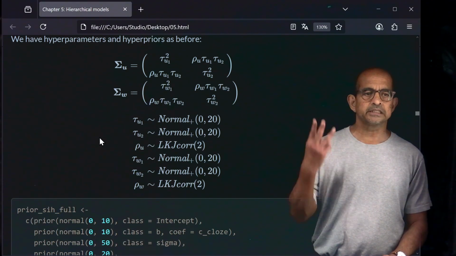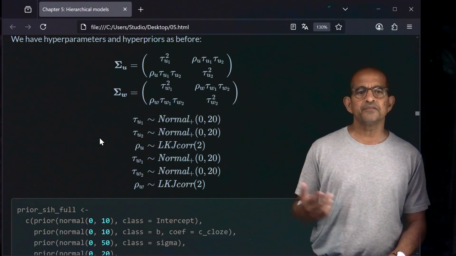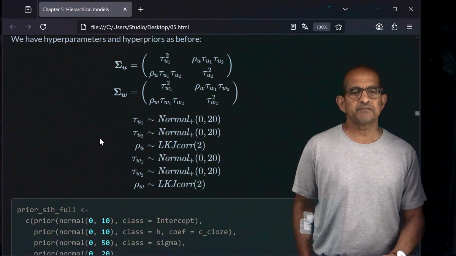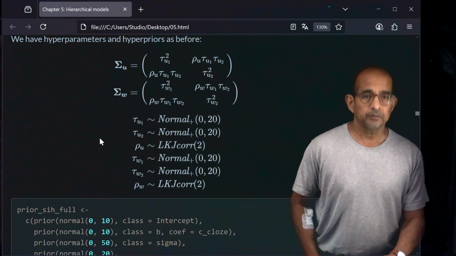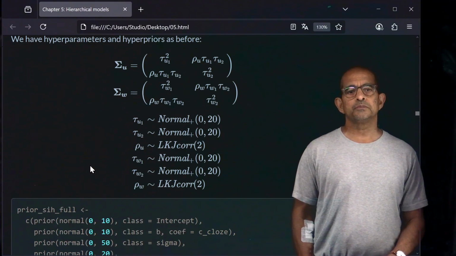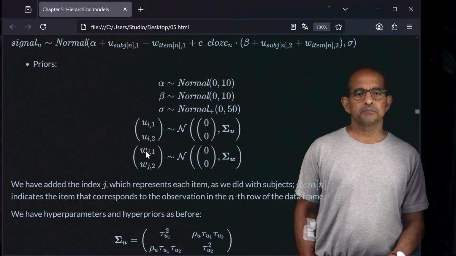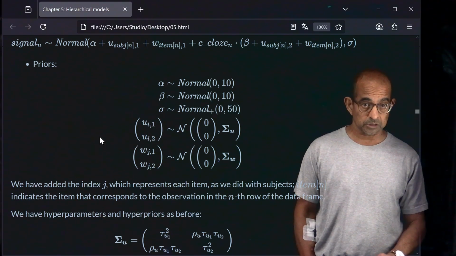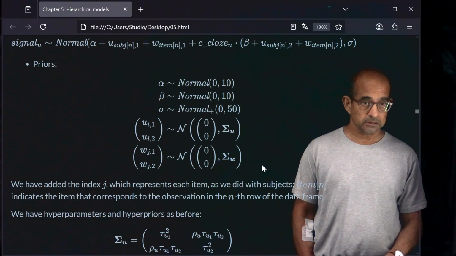So you've got the alpha, beta, sigma parameters. You've got the tau u1, tau u2 parameters, that's 5. Then you've got the tau w1, tau w2 parameters, that's 7. Then the two correlation parameters and 9. So we have a total of 9 main parameters, but you have to also remember that the intercept and slope adjustments, these guys, for subjects and for items, these are also parameters in the model. So they will also have posterior distributions defined on them. So the priors for the intercept and slope adjustments for subjects and items are these bivariate distributions.